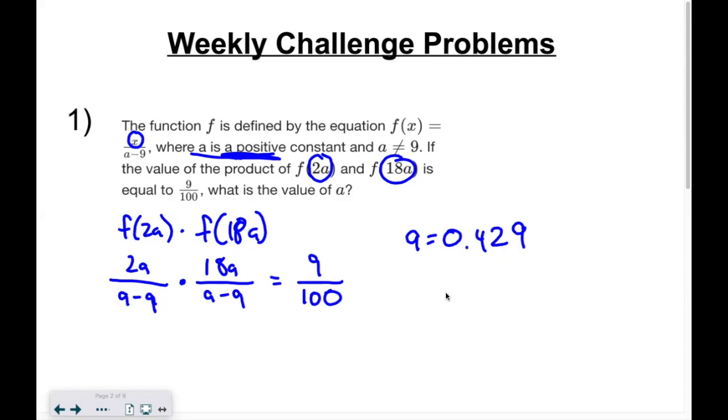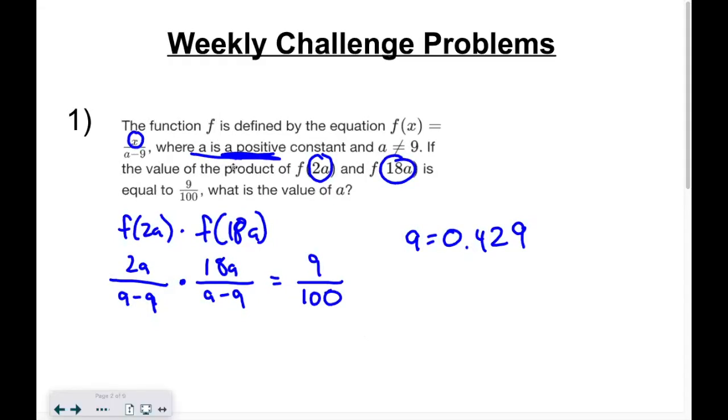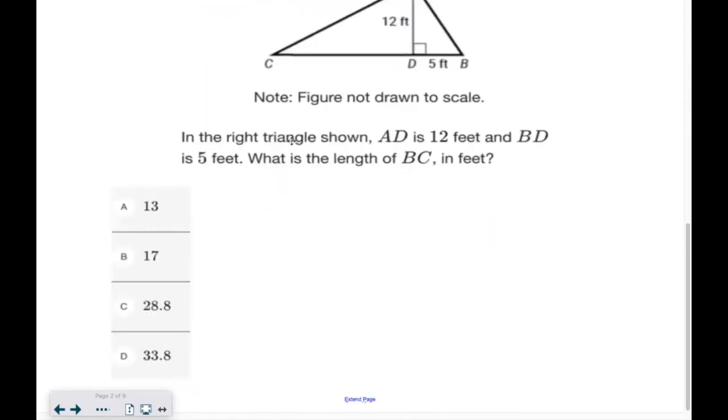You could have also done, I guess, 0.428. I believe it was 7. Yeah, no, it was 0.4286, if you chose to not put the 0 here. So that would have also been 5 characters. All right, let's move on to the next challenge problem.